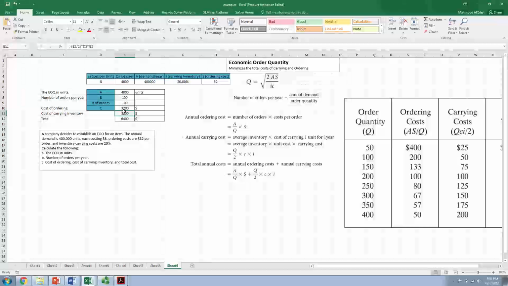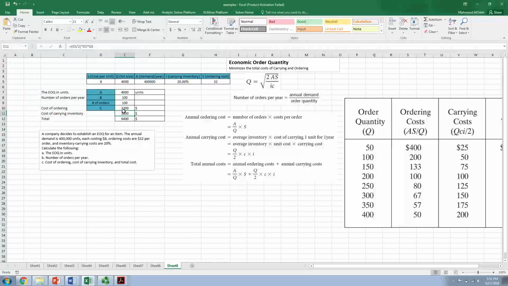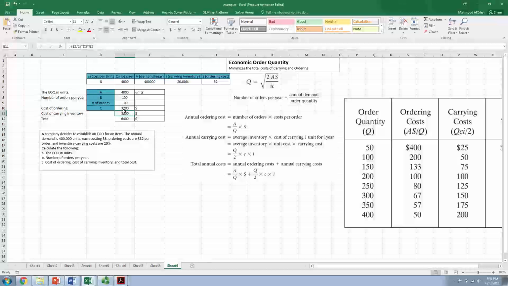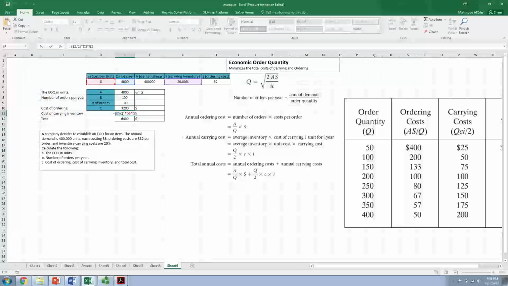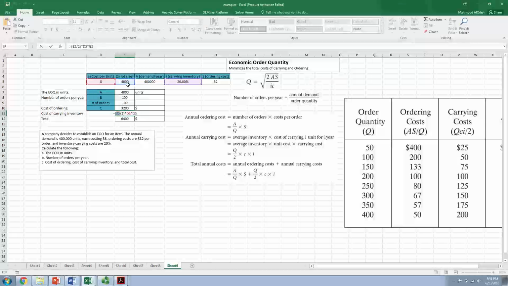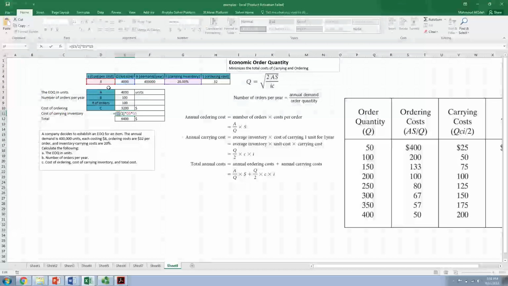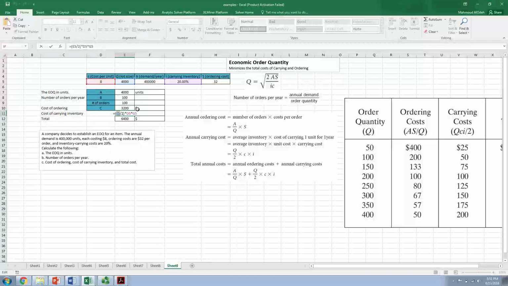For the carrying cost, it is the average inventory times the unit cost times the carrying cost percentage. So the quantity, which is 4,000, divided by 2, times C, the cost per unit, $8, times I, the carrying inventory percentage, which is 20%. That will give you $3,200.